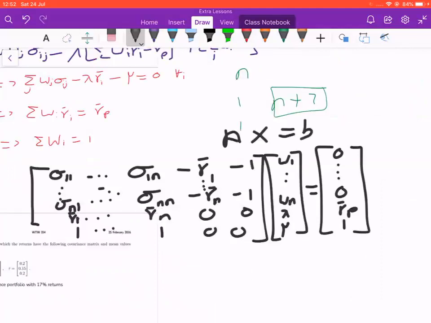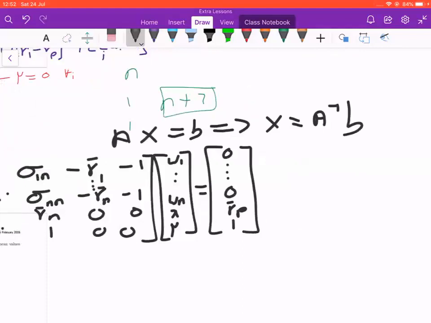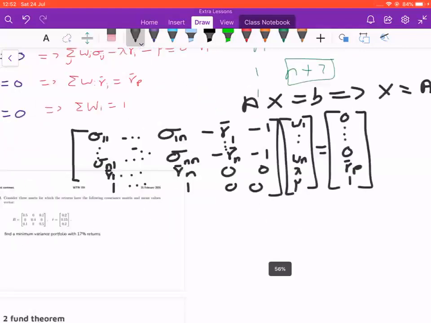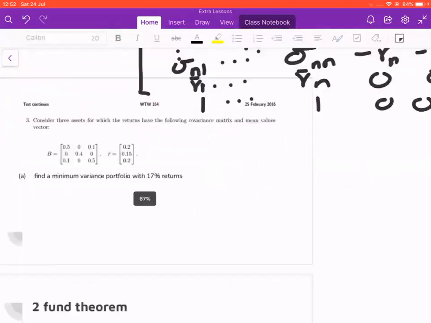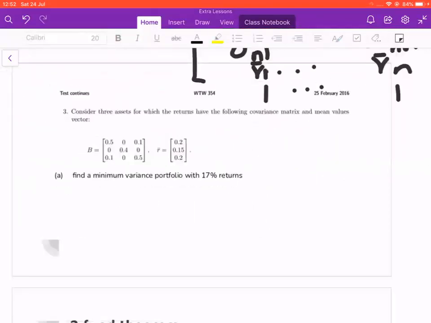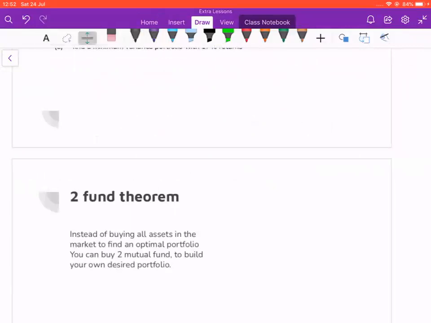So when you use your Excel, you're basically going to say your x is going to be equal to, solve it like this. So anyway, I have an example over here. I'm not going to spend a lot of time doing the example, but I just want to show you how to answer these questions. So for this one, this is what I would do.